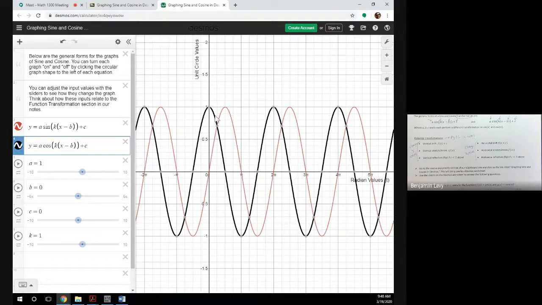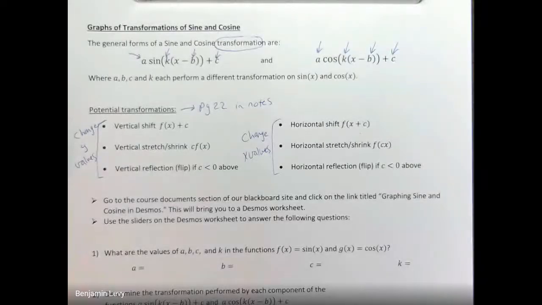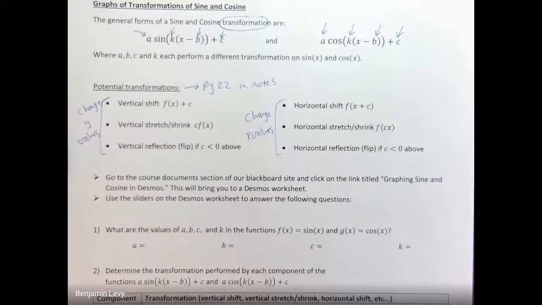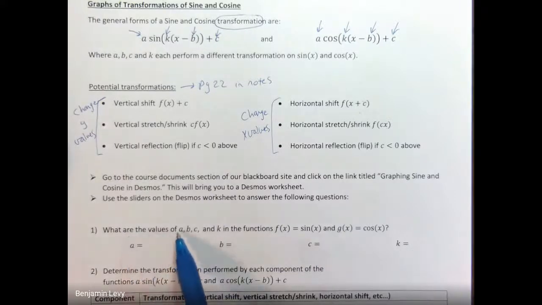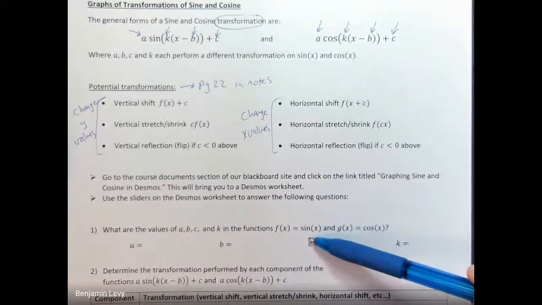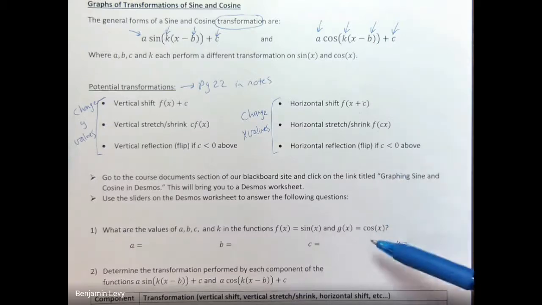Okay, so let me go back to the page for just a second here. So those are the general graphs. I'll go back to that in just a moment here. But if we're thinking about just normal sine and cosine, so this next piece right here, what are the values of A, B, C, and K in just normal sine and normal cosine? In other words, how do I get from this general form of sine to this specific form of sine? How do I get from this general form of cosine to this specific form?